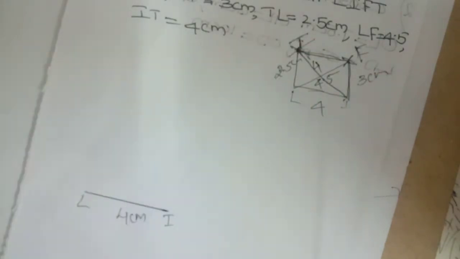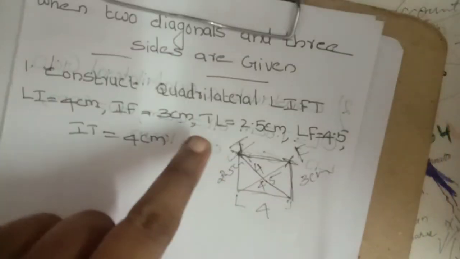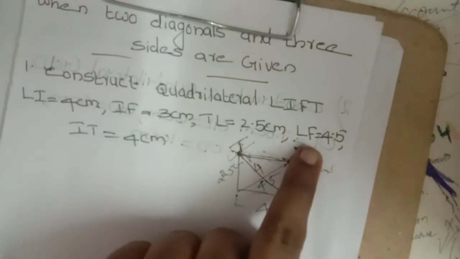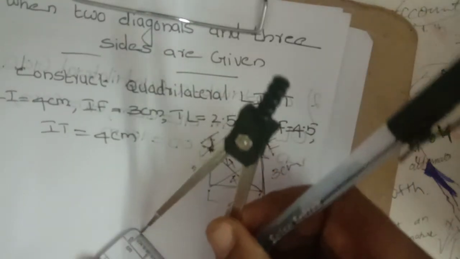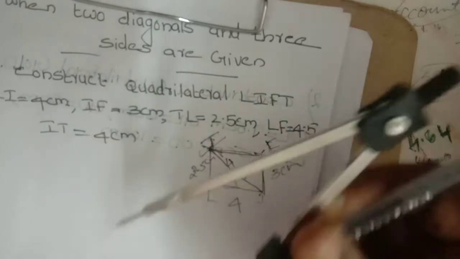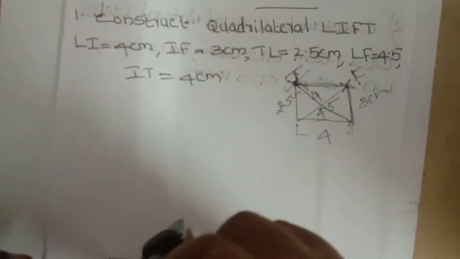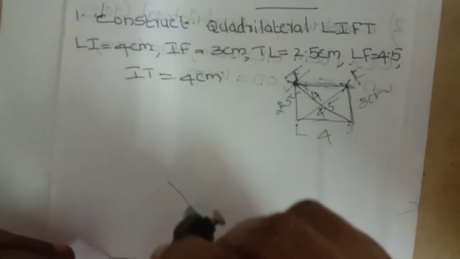Check the measurement. L and F value is there. Yes, LF value is there. How much did they give? 4.5. So take the 0 to 4.5 measurement in our compass. With L as center, draw an arc like this.